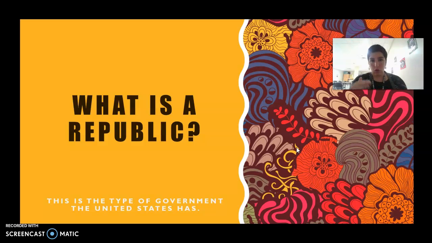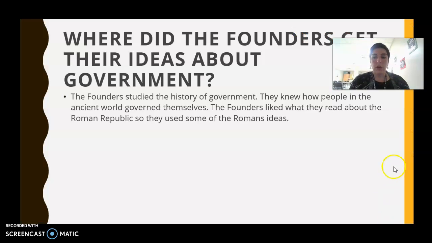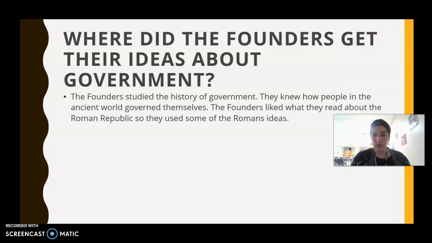Okay, so you had heard Roman Republic. A republic is a type of government. Hopefully, you remember this from yesterday. And this is the type of government that the United States actually has. So, where did the founders get their ideas about the government?